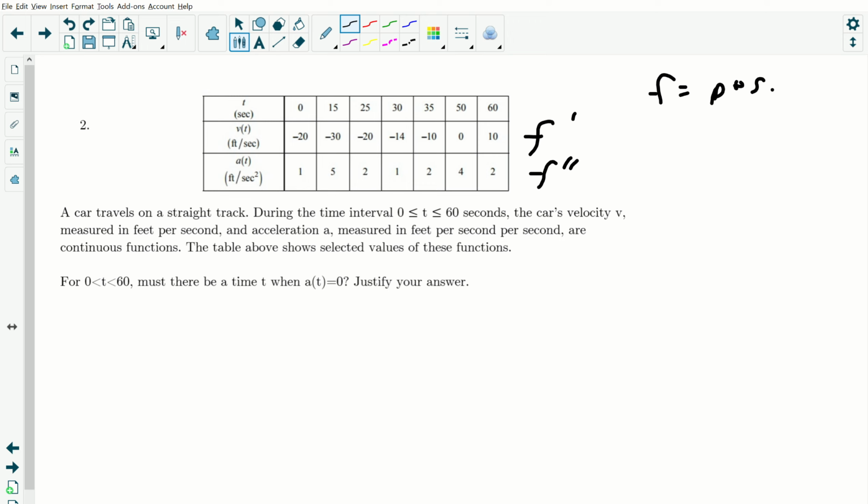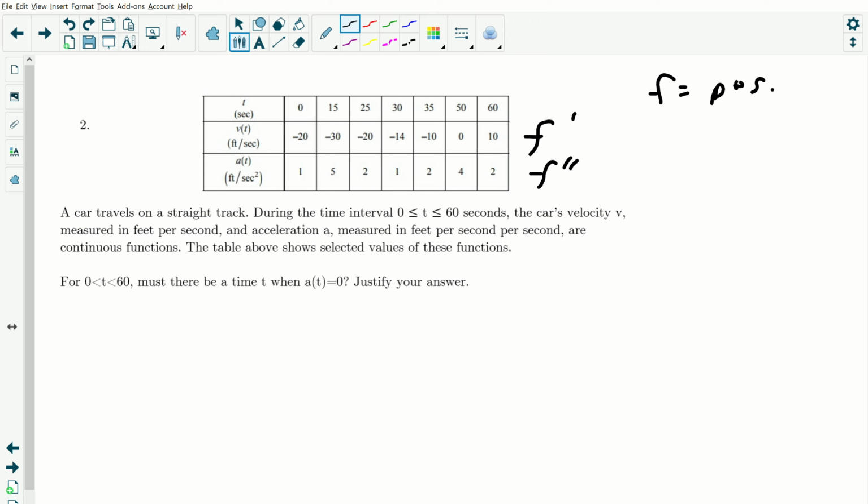During the time interval, the velocity is measured, and so on, kind of skipping over the top part of the problem stem. We're told that velocity and acceleration are both continuous. Notice the word differentiable is not used there. We're going to have to make an inference in just a moment. For time between 0 and 60, must there be a time when the acceleration is 0?